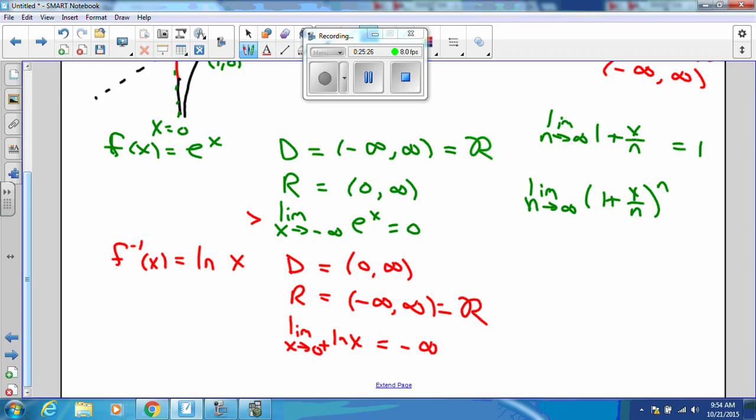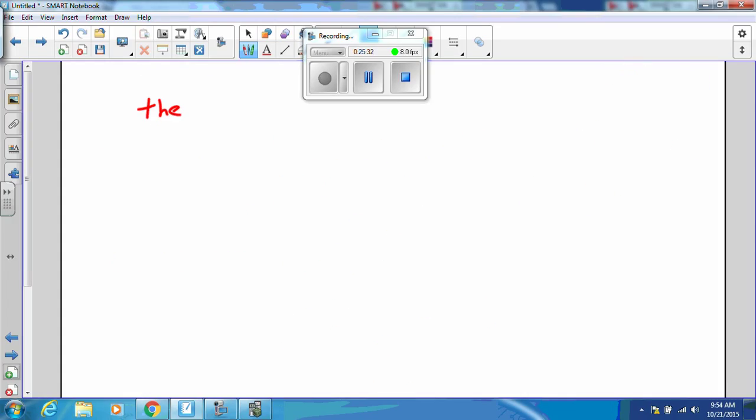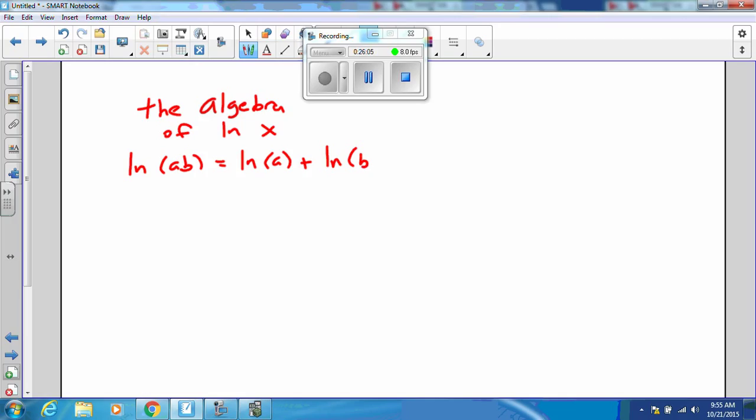All right, well, what about the algebra of natural log of x? I would like to submit that the properties of natural log are going to imitate the properties of the exponential. Remember, we have three exponential properties: the addition, the subtraction, and the power rule. And so for the natural log, we're going to have three corresponding properties. The natural log of a times b is equal to the natural log of a plus the natural log of b.